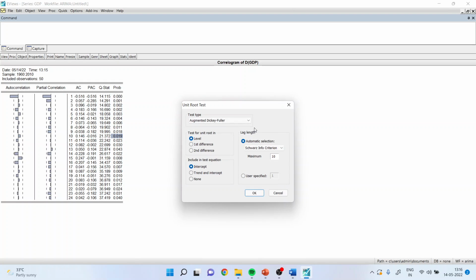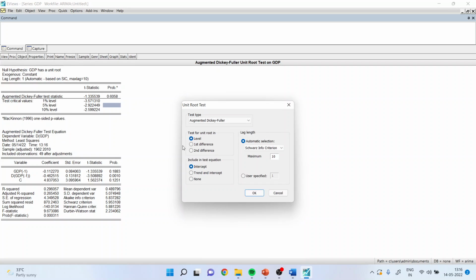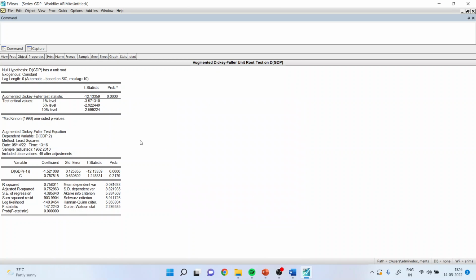We'll first check at level, Augmented Dickey-Fuller. Our null hypothesis is GDP has a unit root or the series is non-stationary. P-value is more than 0.05 and therefore it is a clear-cut indication that the series is non-stationary or the GDP has a unit root. Now the same procedure we carry out at first difference. We get the p-value less than 0.05. We reject null hypothesis, which means the series does not have the unit root, which means that the series becomes stationary after taking the first difference.